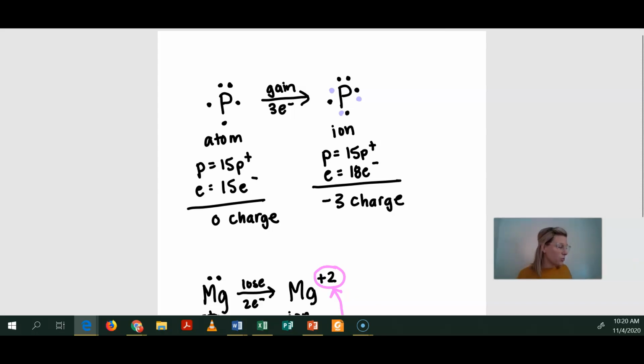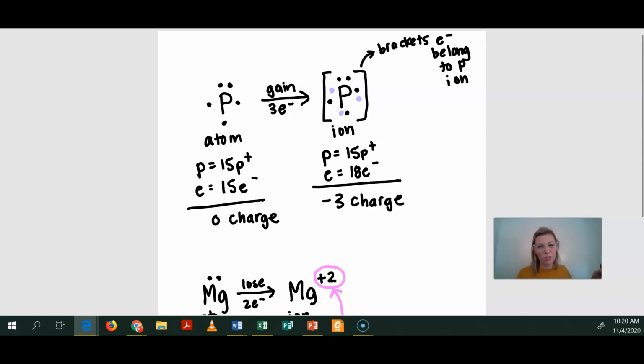And now we need to include the charge. But there is one additional thing on the nonmetal ion that we are required to do, and that is to give those electrons a little house, or at least that's what I like to call it. These brackets help us represent that the electrons belong to that phosphorus ion. And that's going to become very important for tomorrow's practice, or for our Edpuzzle video for homework tonight. We'll talk about why. But just get in the practice: nonmetals require brackets and metals don't.